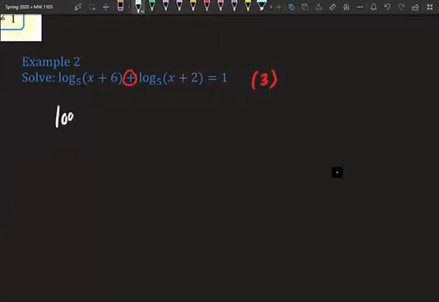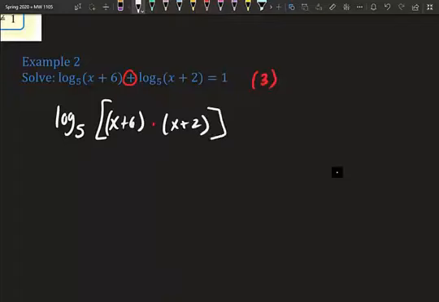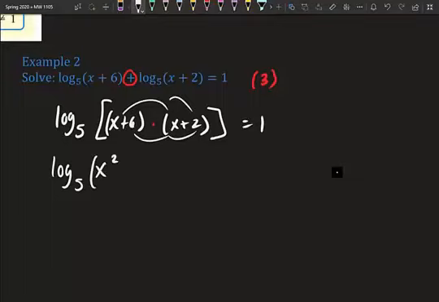We have log base 5 of x plus 6 times x plus 2 equals 1. Now we can actually simplify more because we can FOIL. So we have log base 5 of x squared plus 8x plus 12 equals 1.